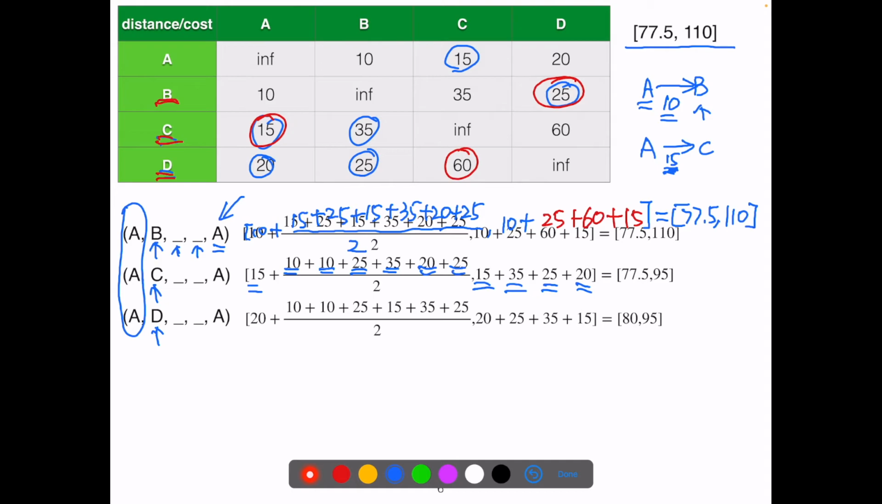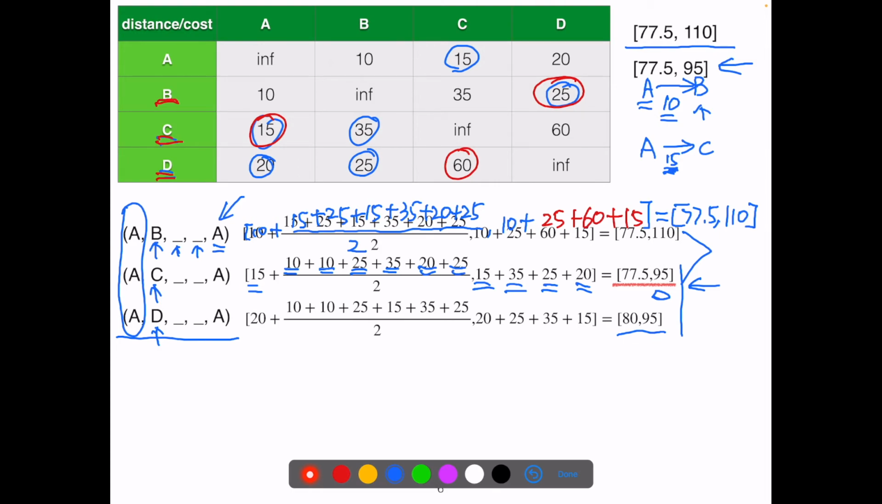And similarly, we can compute the bounds for the last partial solution. And the bounds are 80 and 95. Now looking at these two new partial solutions, we see that the most promising one is this. It has the smallest lower bound, so these two have the same lower bound. It's a tie. However, this one has a lower upper bound. So this one looks the most promising, and we will go ahead and extend this one. This solution was also able to lower the global upper bound to 95.